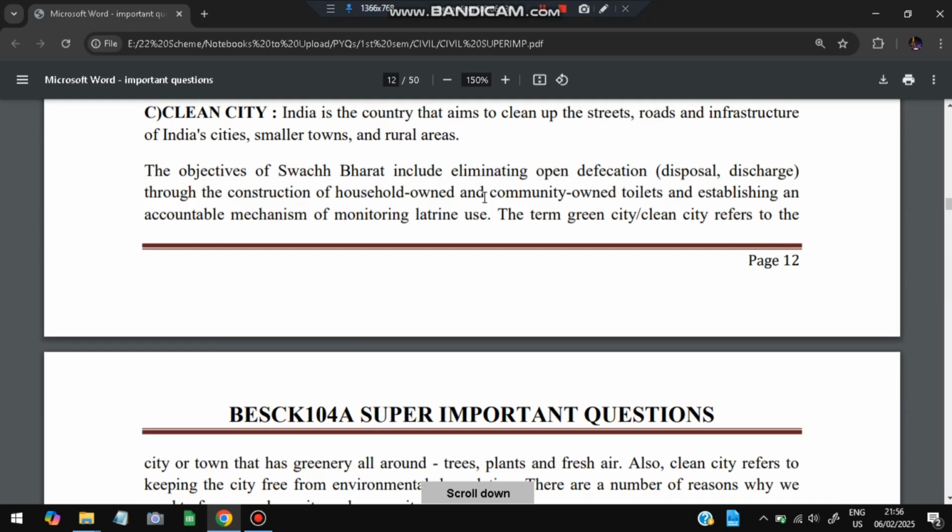The third one is the clean city. India is a country that aims to clean up the streets, roads and infrastructure of Indian cities, small towns and rural areas. Swachh Bharat is one of the initiatives going on with the aim of a clean city.